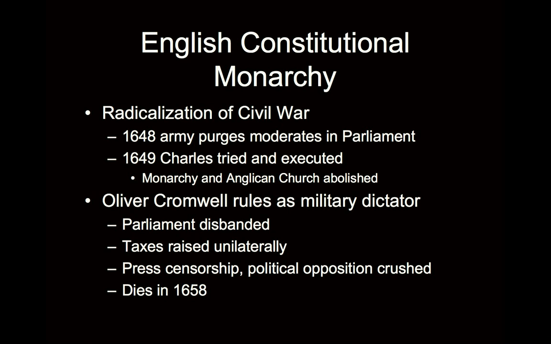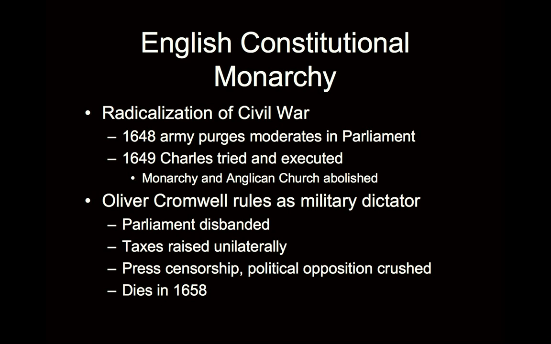In 1648, the army purged Parliament of its moderate members. Those that were left over, the Rump Parliament, in 1649 voted after they tried Charles I. They found him guilty of treason, and they executed him, and they abolished the monarchy, and they also abolished the Church of England. Thereafter, England is a republic. It is ruled by Oliver Cromwell, the Puritan and head of the army.